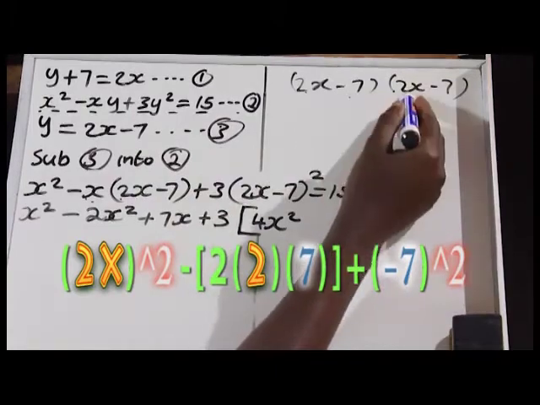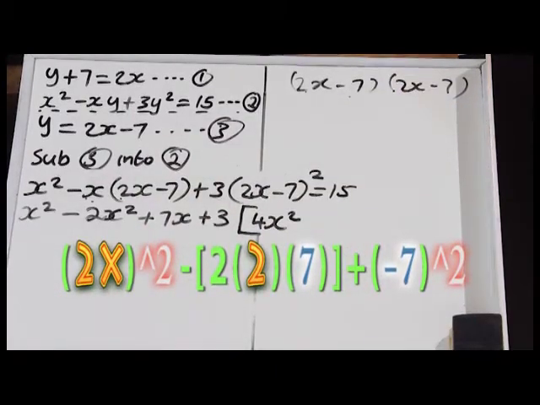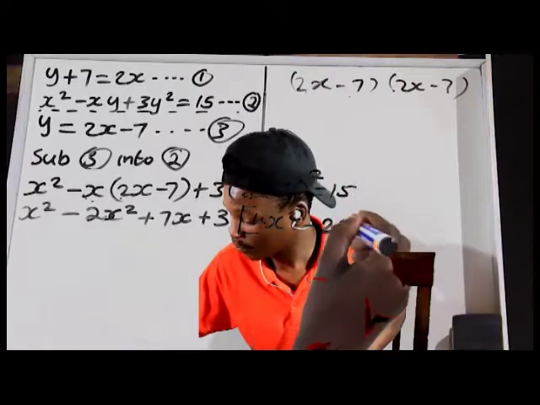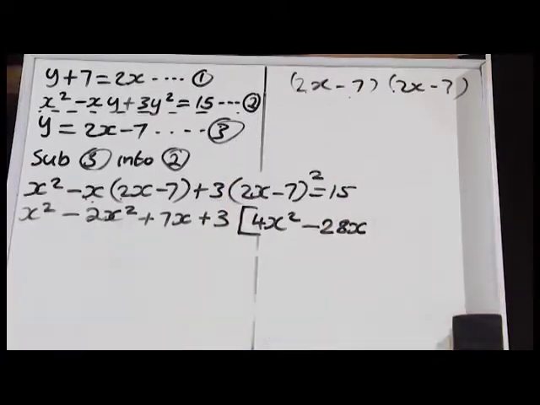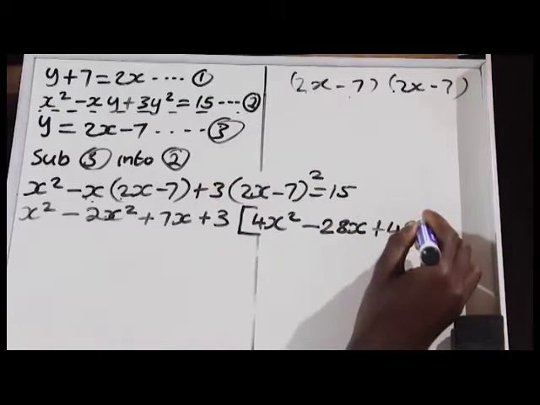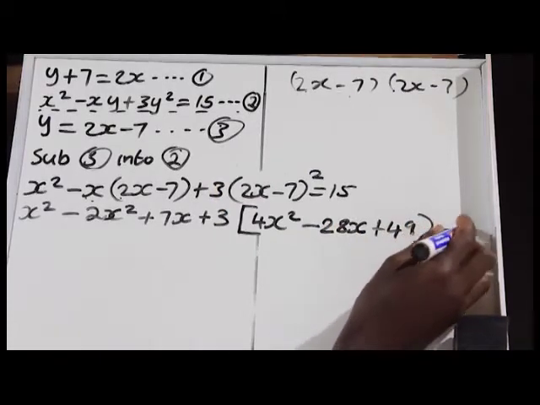Then negative 7 times 2x is negative 14x. So if you add like terms, it becomes negative 14 minus 14, which gives us negative 28x. Then we know that negative 7 times negative 7 is going to give us positive 49. So we have positive 49, then equals 15.